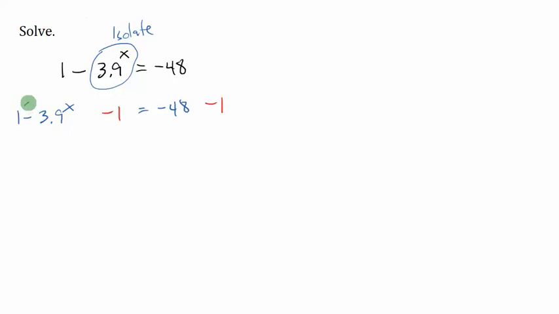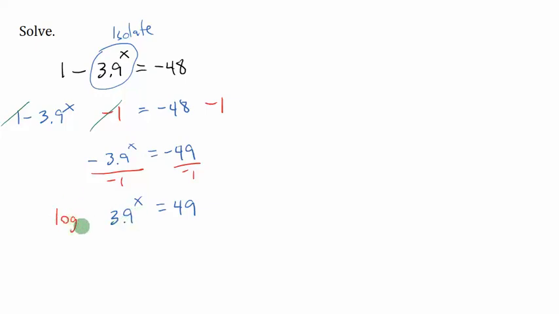On the left side, my positive 1 and my negative 1 cancel to become 0. And now I'm left with negative times 3.9 to the x equals negative 49. Now I need to get rid of this negative that's multiplied by 3.9 to the x, so I divide both sides by negative 1. Then I have positive 3.9 to the x equals positive 49. And now I need to undo a base of 3.9, so I need to take log base 3.9 of both sides.